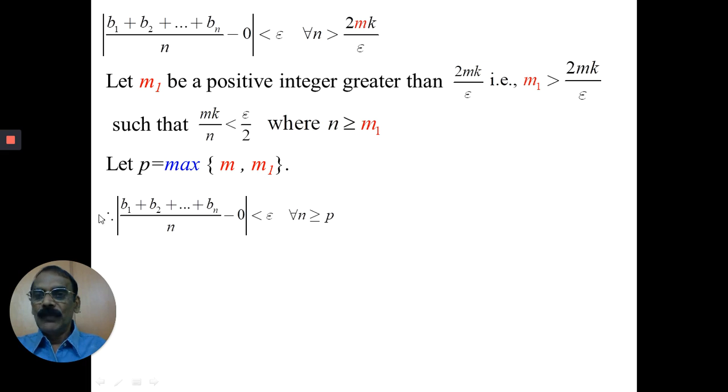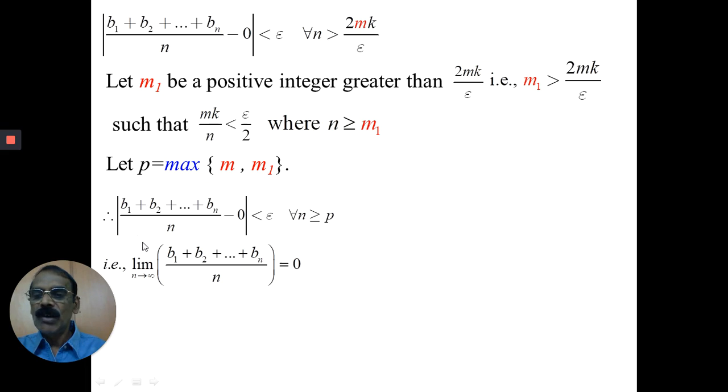Now, therefore, modulus of (b1 plus b2 plus b3 so on plus bn) by n minus 0 is less than epsilon for all n greater than or equal to this p. What is p? p may be m or it may be m1, whichever is greater. If m1 is greater, p value is m1. If m is greater, p value will be m. Apply limit.